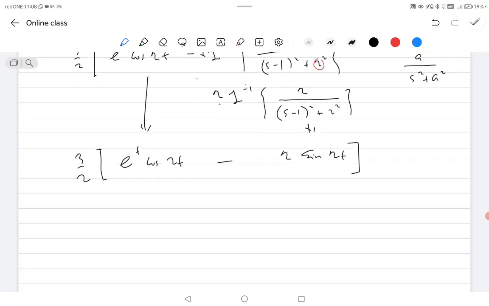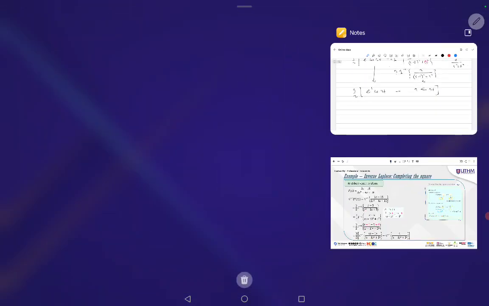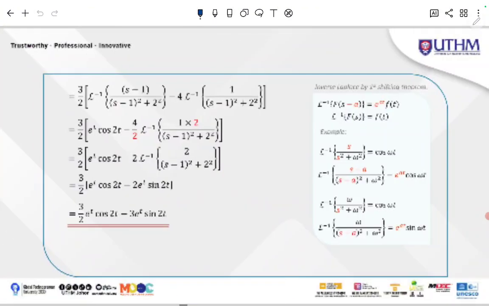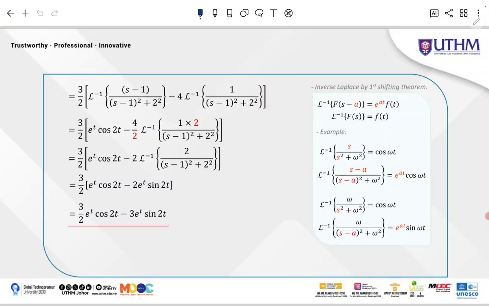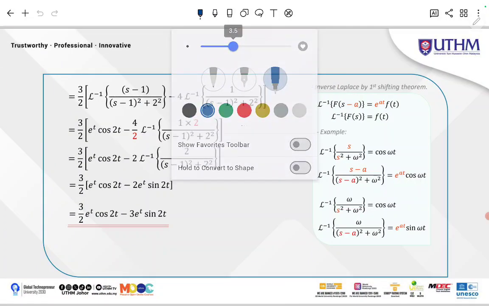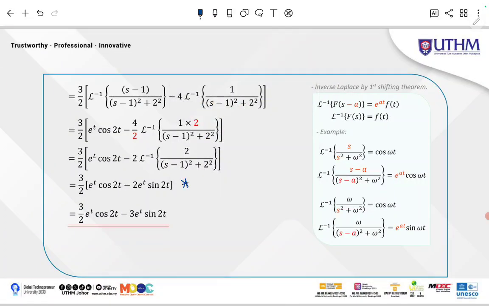Then if you go back to the slide, it's better. So here we got this, then we simplified to be here, and this is the formula or the rule that we apply for inverse Laplace by using the first shifting theorem. So you can look back step by step and try to understand.